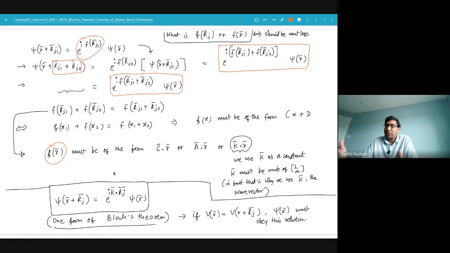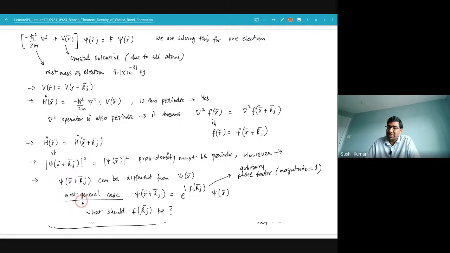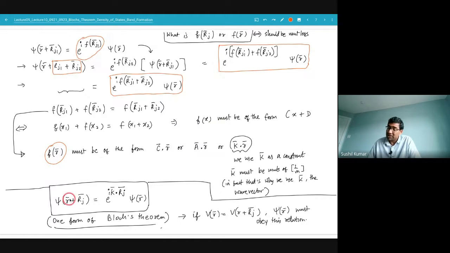What is k up to this point? Any constant. It doesn't matter what k is. But what we have just argued is that, based on the assumption that the probability density must be periodic, the wave function should be of this specific form with some constant k. So, any questions on this argument so far?